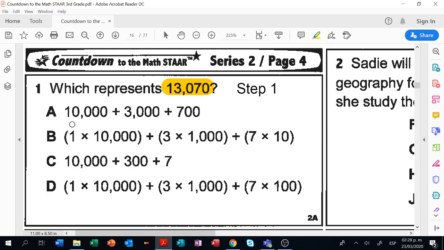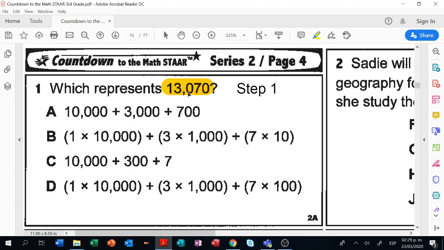Okay, if an option is not correct and you are sure about it, make sure you cross it out. So we are starting to eliminate options. Okay, the first one is letter A, 10,000 plus 3,000 plus 700. So let's check our number again. We need to find 13,070. Remember, these are the ones, tens, hundreds, you know this is the thousands, and 10,000s.